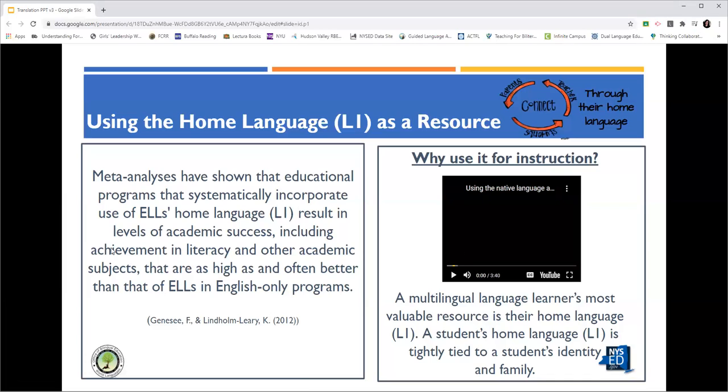In addition to using the home language for instruction, research has shown that educational programs that systematically incorporate an English language learner's first language result in levels of academic success which are often as high or even higher than that of ELLs in English-only programs. So what are you waiting for?